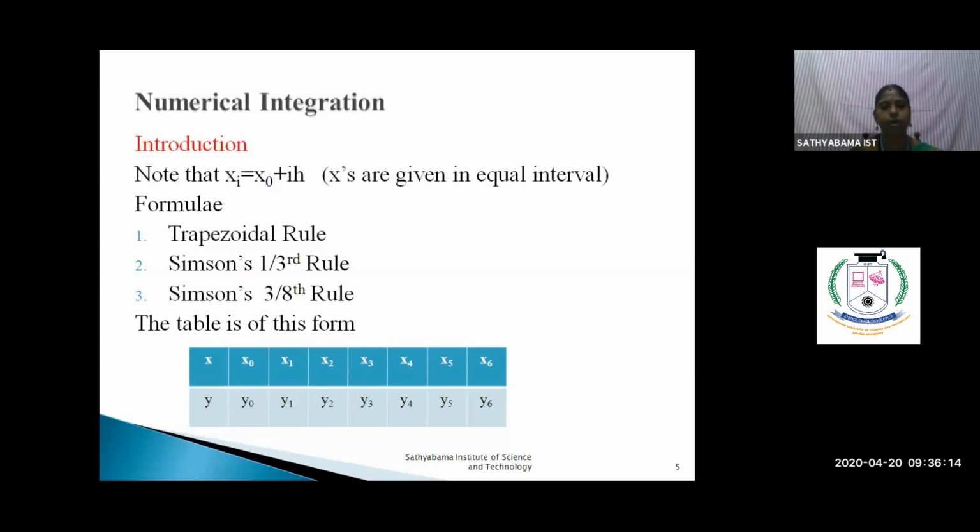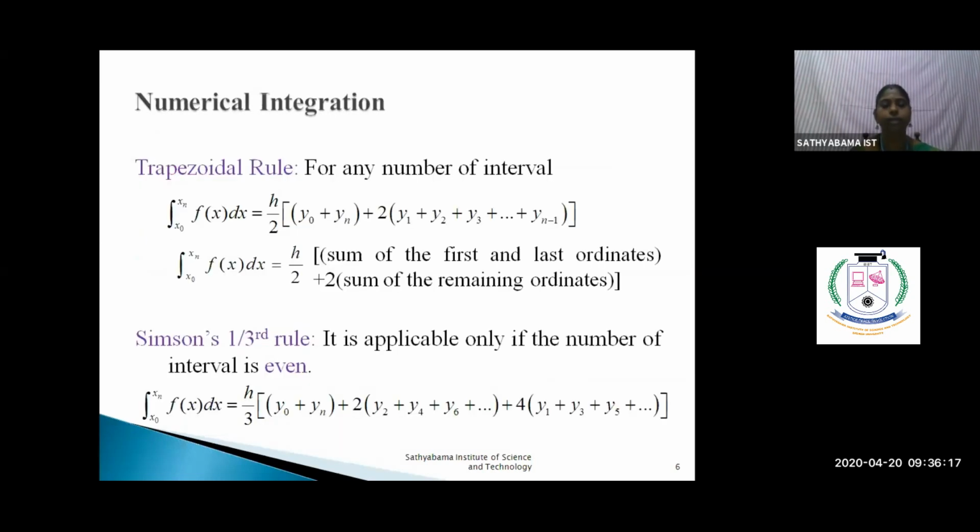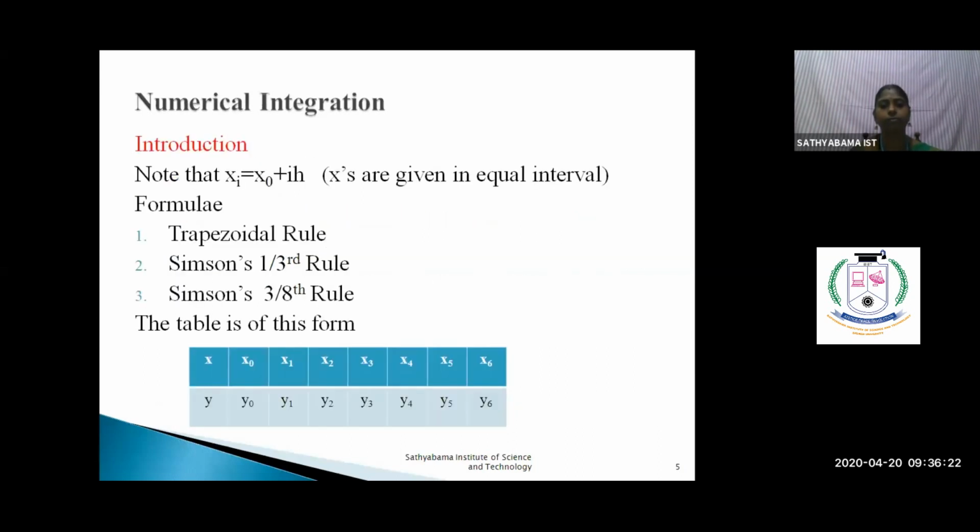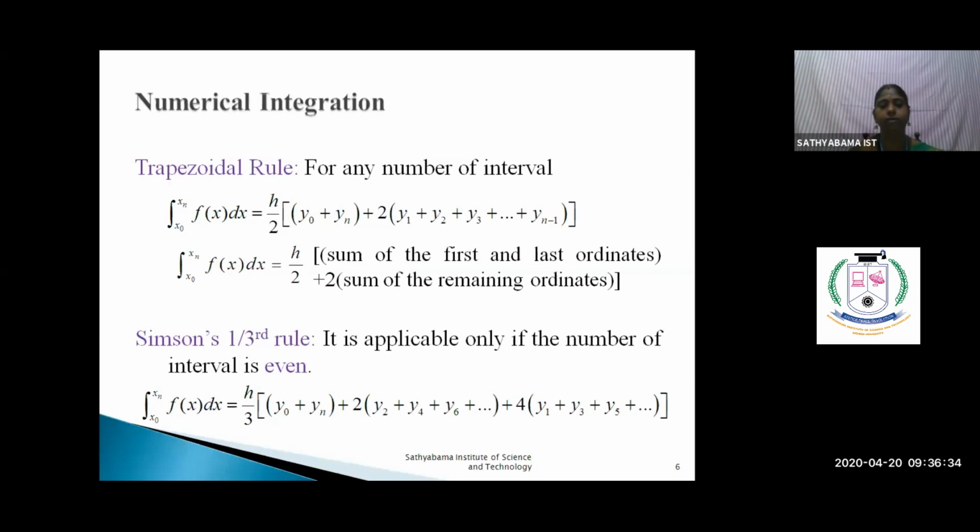y6. So this you can write y0 plus yn. yn is what? y6 plus 2 times of the remaining. Remaining is what? y1, y2, y3, y4, y5. These are the remaining entries that can be taken in that second term. So what is my trapezoidal rule? Integral x0 to xn f(x) dx is equal to h by 2 [y0 plus yn, first entry plus last entry, plus 2 times of the remaining entries].